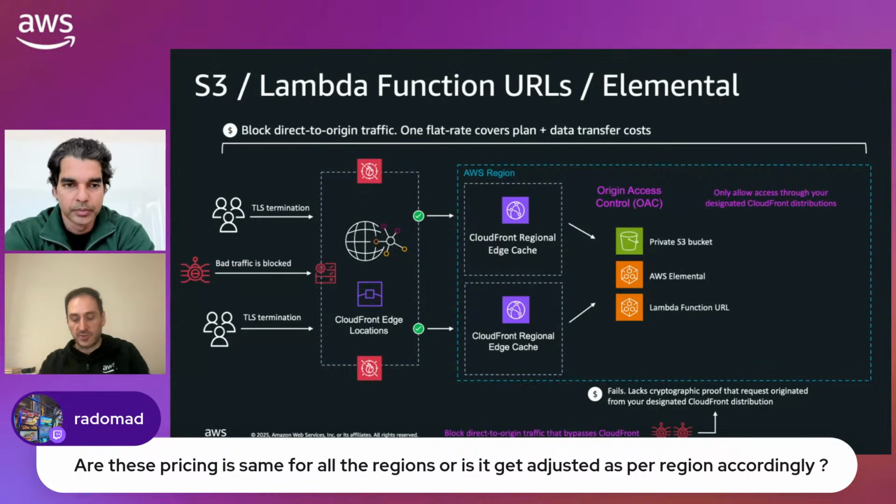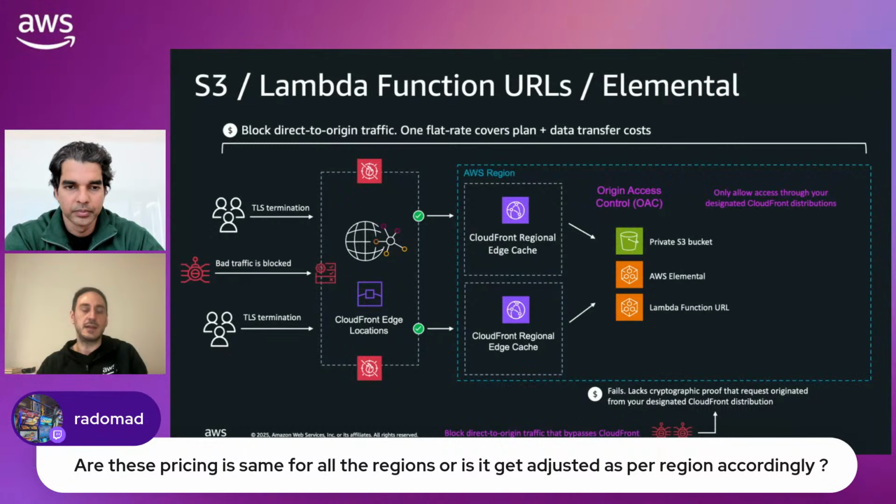Yeah, great question. There's no regional aspect to the pricing. So anywhere in the world, the price is going to be the same. If you pick the Pro plan for $15 per month, that's your price, and you can serve using CloudFront traffic anywhere in the world.